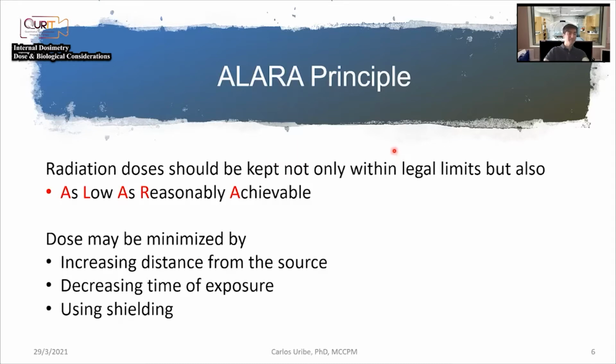If you stand beside your source for a long time, then again, you're going to get more of those emissions. So decreasing the time of the exposure is a way of minimizing the dose. Another way is, of course, using shielding. You're trying to block those particles from reaching you.